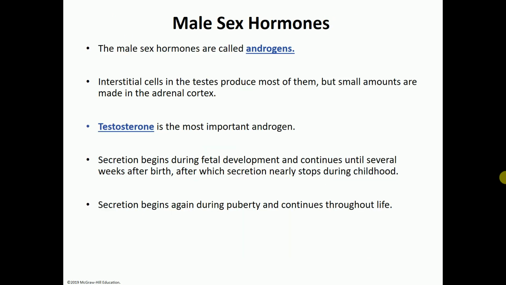So the male sex hormones, again, collectively are known as androgens. The most important one is testosterone, but there is another source of androgens beside the testis, and that would be the adrenal cortex. The androgens are secreted during fetal development, towards the late month or two of pregnancy, leading to the descent of the testis. If you remember, we talked about this earlier in the chapter. And then its secretion stops until puberty hits, and that's when it resumes.